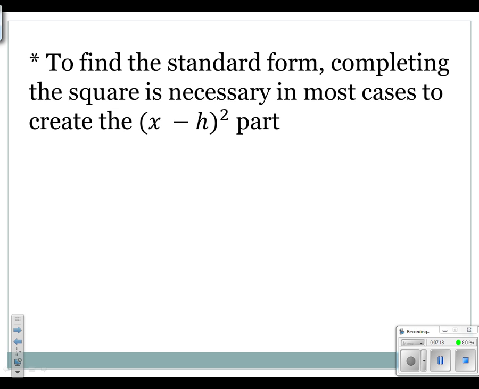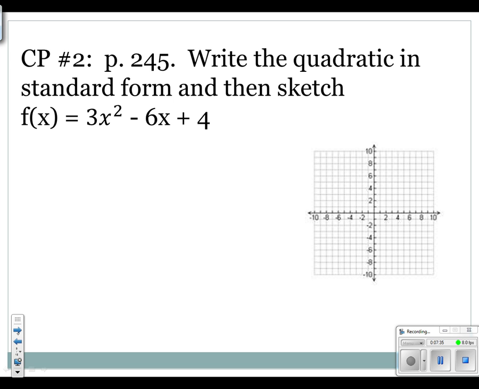To find the standard form, to come up with that (x minus h) squared part, you may very well need to do a completing the square process. That again is something that we have already practiced and studied back in chapter 1, so more stuff coming back up and being reused in chapter 3 here. So let's take a look at this one. Write the quadratic in standard form and then sketch it. I definitely do not see my standard form of a times (x minus h) squared plus k, but I want to get it in that form.